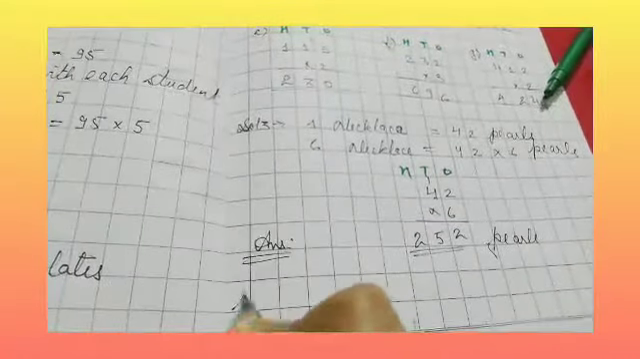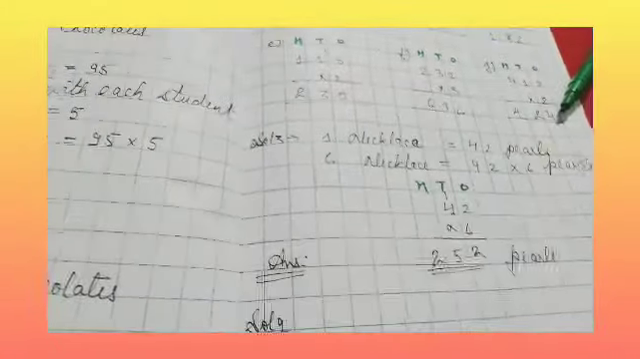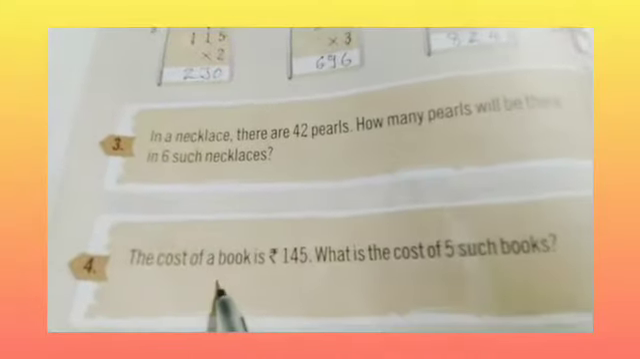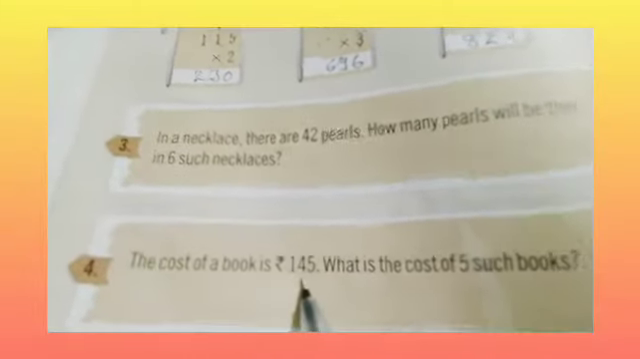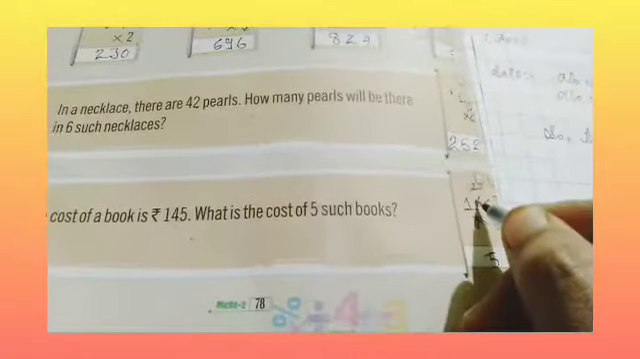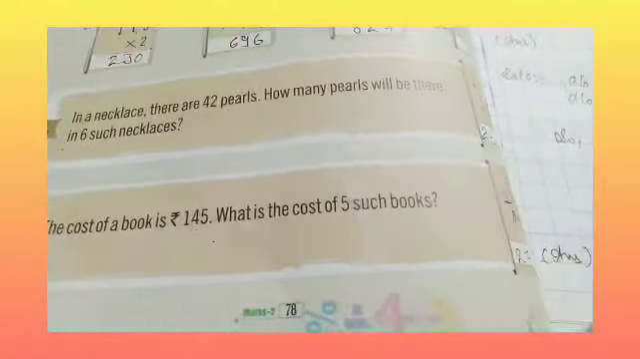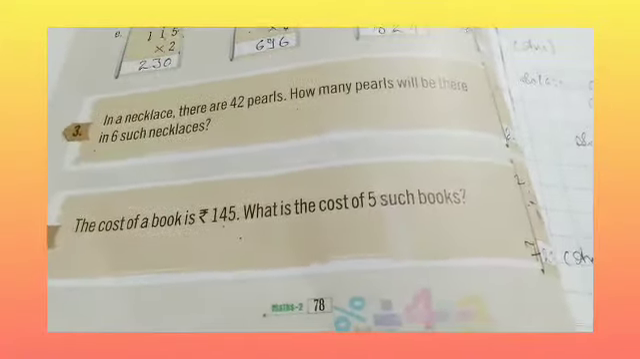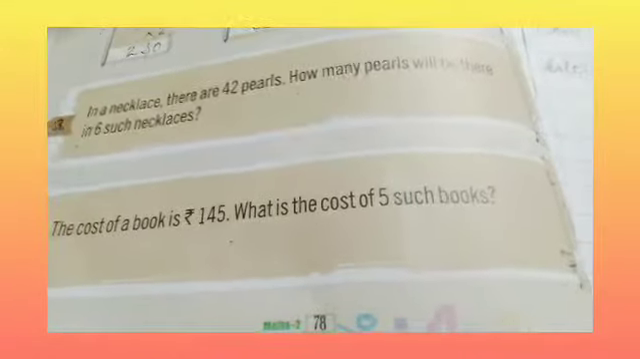Now question number 4. What is question number 4? The cost of a book is 145. What is the cost of 5 such books? So children, the price of one book is 145 and we have to find the price of 5 such books. So let us multiply 145 into 5. So 5 5s are 25, 5 carry 2, 5 4s are 20 and 2, 22. So 2 carry over 2, 5 1s are 5 and 2 is 7. So answer is 725. This is our answer.